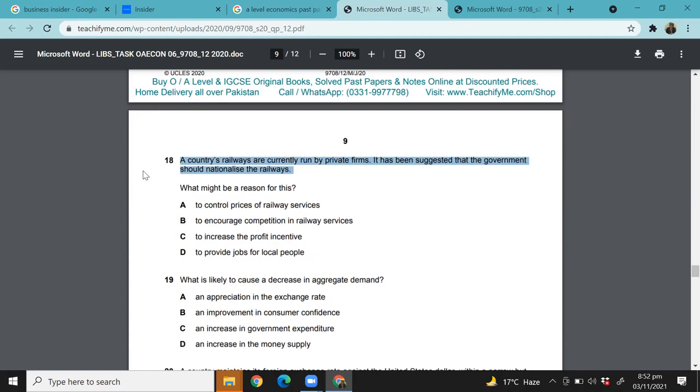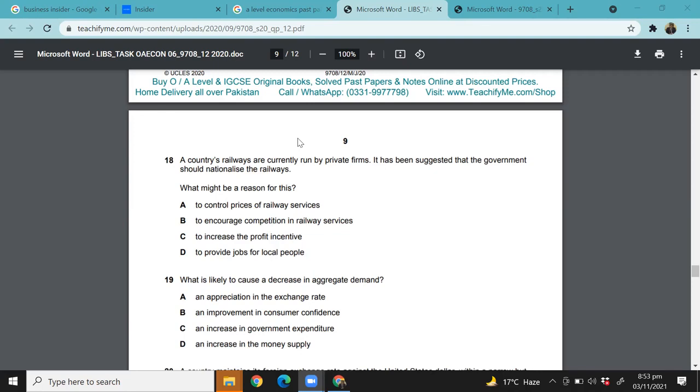Right. What do you think? So what is the major benefit? What will be the major benefit of government taking over a railway firm? That's what the question is asking. Arbab is saying D. Right.